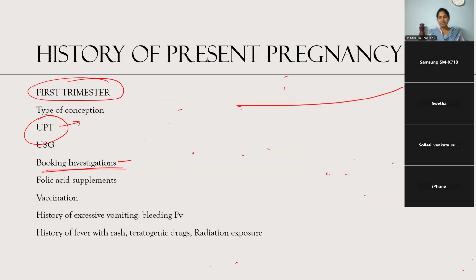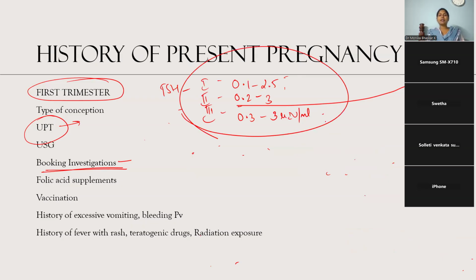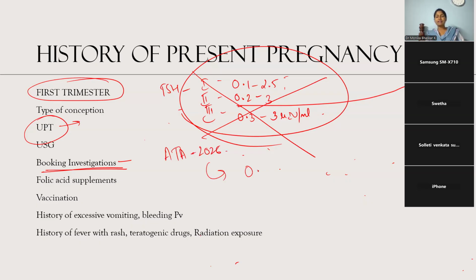So previously, what was the guideline which we used to tell? TSH, first trimester, second trimester, third trimester, the levels were 0.1 to 2.5, 0.2 to 3, 0.3 to 3 micro international unit per ml. So this was the normal cutoff of TSH during each trimester. But now this is no more followed. So according to the ATA 2026 guidelines, the threshold of TSH is between 0.1 to 4 micro international unit per ml.